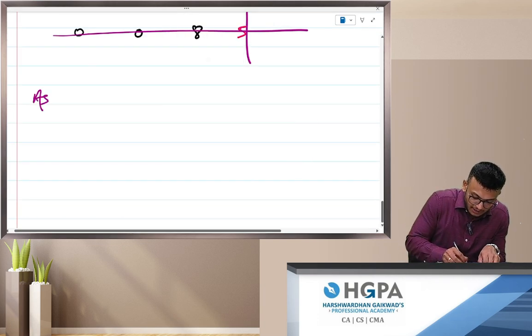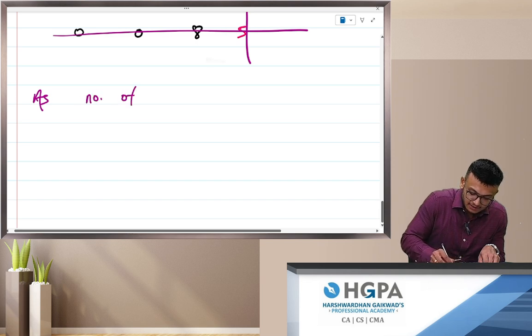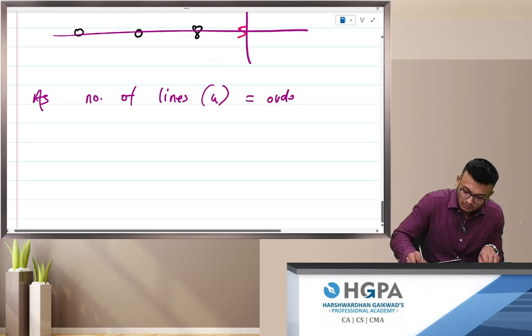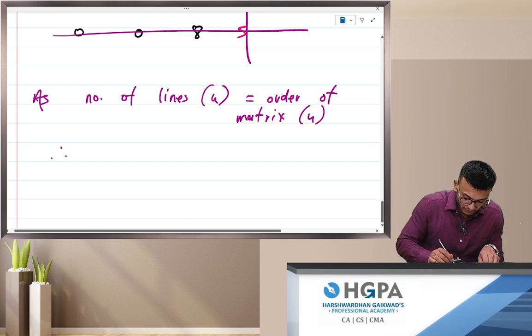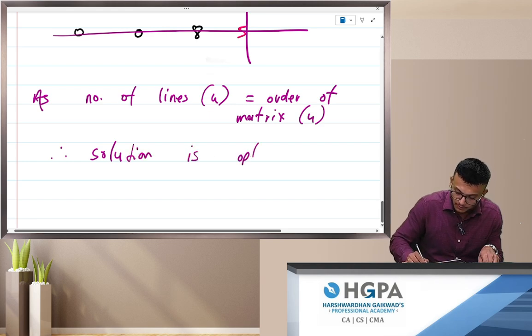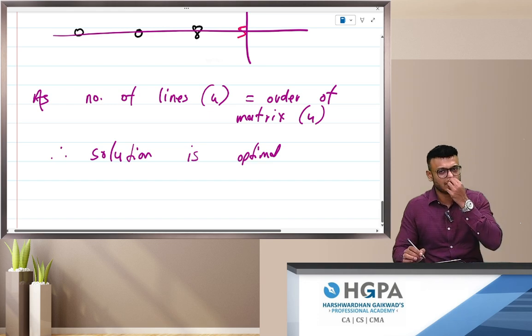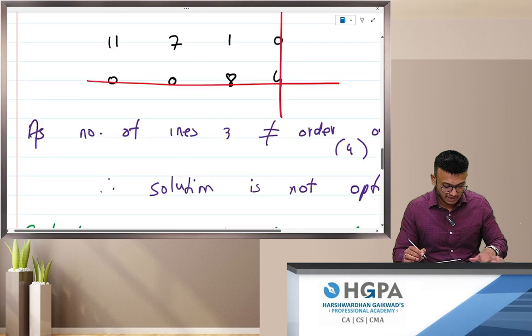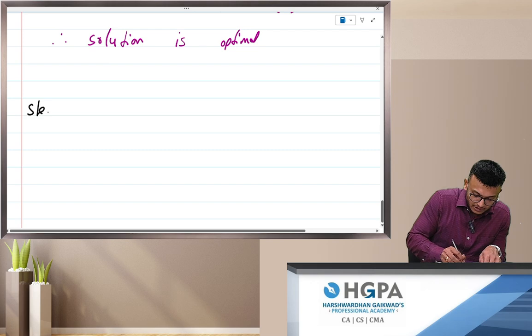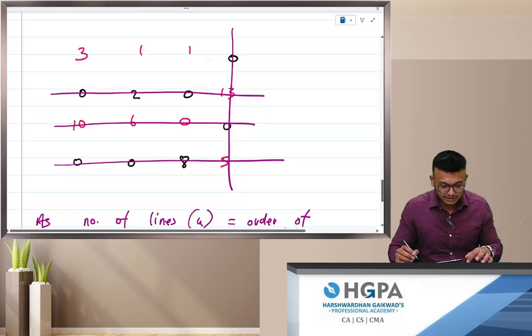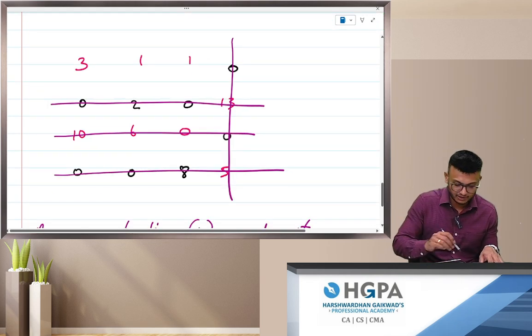As number of lines, that is how much? 4 is equal to order of matrix, that is 4. Therefore solution is optimal. Okay, if this is there, very simple. Now is your next step, that is step number 6. Pay attention. Step number 6. Okay, that's your basically assignment thing, where you box everything.